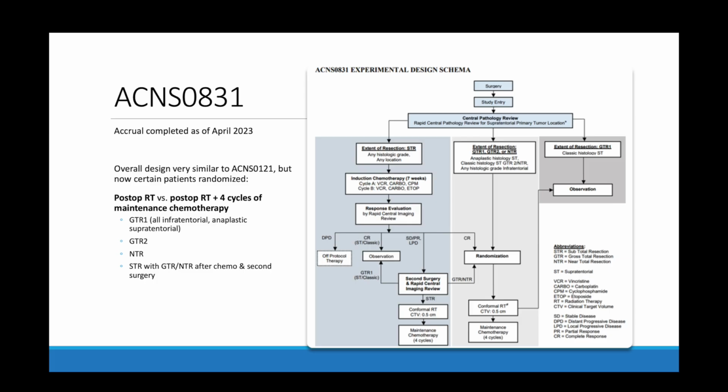So the big takeaway here is this design was very, very similar to ACNS 0121, but now the majority of patients were being randomized to either adjuvant radiation alone or adjuvant radiation with 4 cycles of maintenance chemotherapy. And then for patients that had subtotal resection, they got chemo, and then if they still had a subtotal resection, they went on to get radiation followed by maintenance chemotherapy without a randomization.